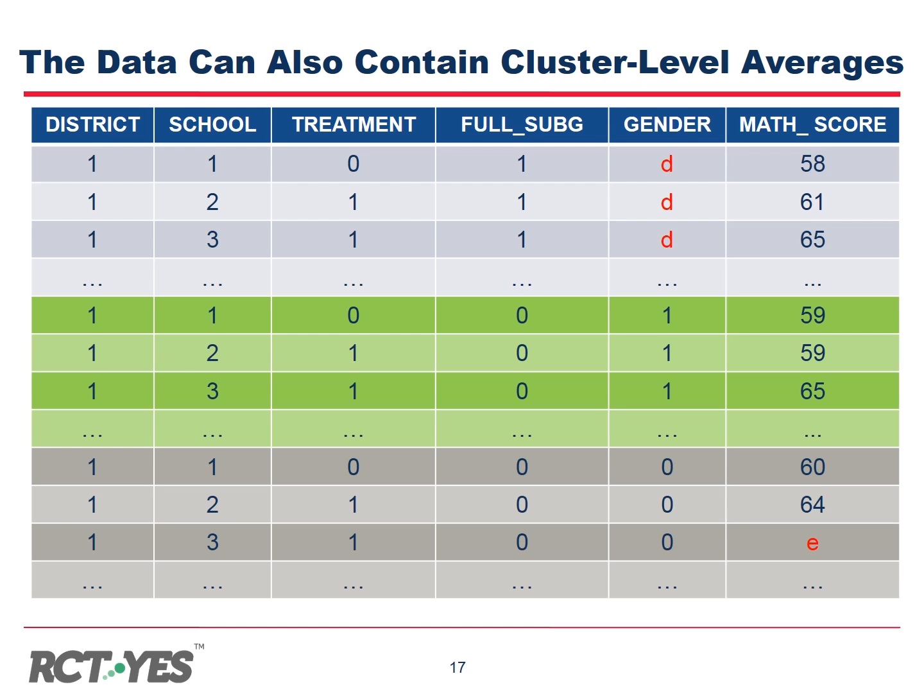The variable math score is now the average math score of students in each school for the full sample, girls or boys. The variable full underscore SUBG, which is required, should equal 1 for the full sample analysis and 0 for any subgroup analysis. You can see that the gender variable is set to missing for the full sample analysis. Finally, you can see in the final row of the table that math score is missing, which could mean that there are 0 boys in School 3, or all the boys have missing data. The user's manual has more details on this data format.